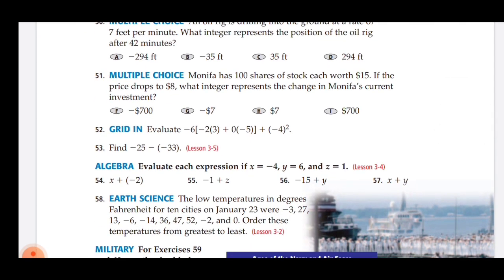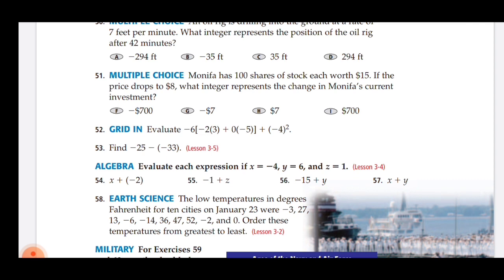51. Multiple choice. Monifa has 100 shares of stock, each worth $15. If the price drops to $8, what integer represents the change in Monifa's current investment? F. Minus $700. G. Minus $7. H. $7. I. $700.